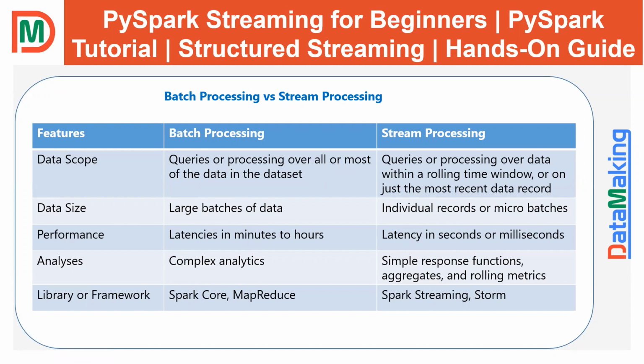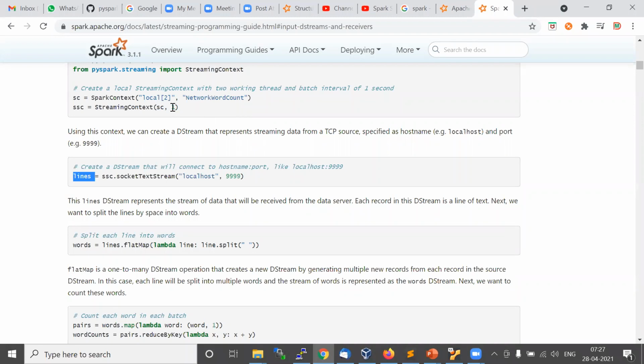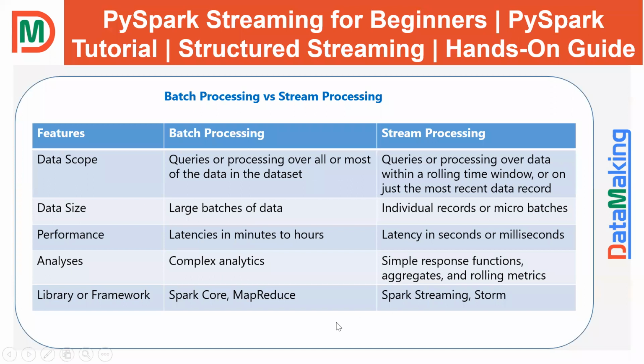What Spark streaming does is work on a micro batch, a particular time interval based on the batch interval you pass. In this example you saw, the batch interval is set as 1 second. So every 1 second, whatever data is consumed from the socket will be processed. Here it is mostly in seconds or milliseconds. In batch, it will be in minutes or hours.